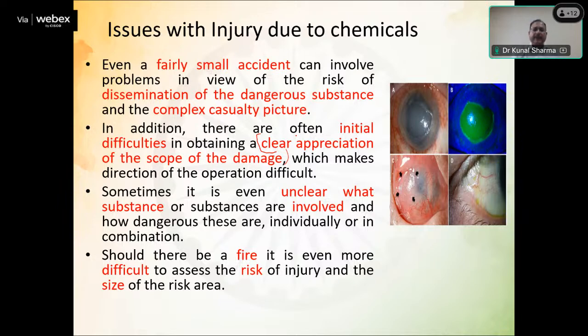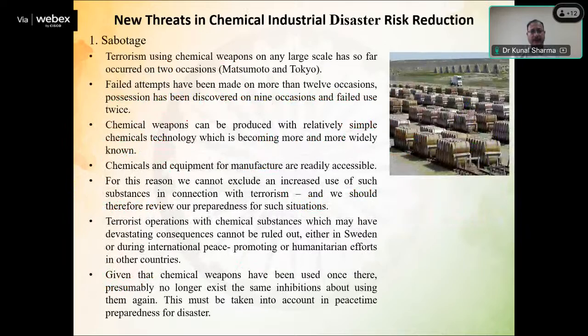Sometimes it is even unclear what substances are involved and how dangerous these are, individually or in combination. Should there be a fire, it is even more difficult to assess the risk of injury and the size of the risk area. So early on, you can see the impact on the eyes. Anything can happen in our eyes due to chemical exposure. So all these things are there. The picture is very, very tough. A complex casualty picture. We cannot ascertain what we are actually fighting with.